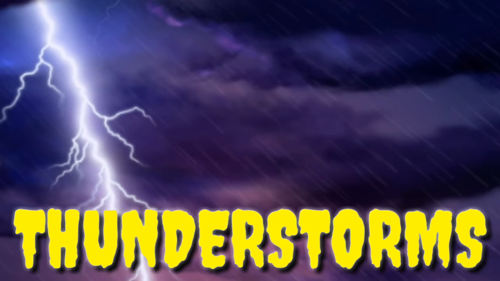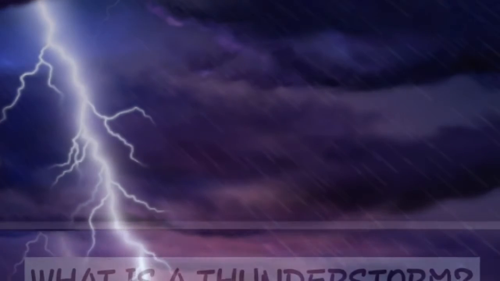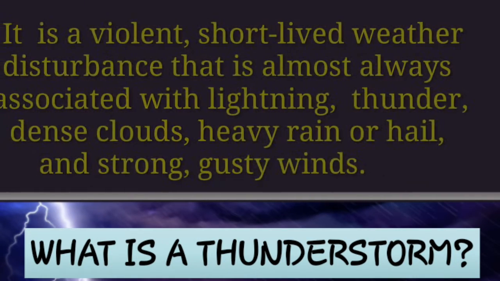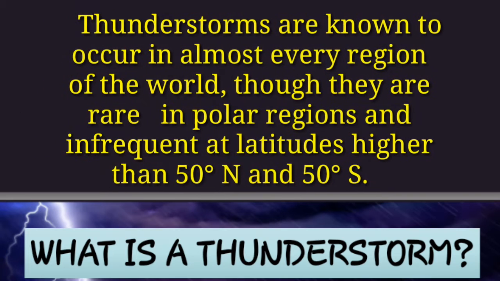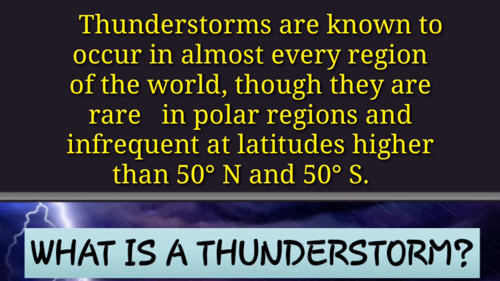Let's talk about thunderstorms. What is a thunderstorm? It is a violent, short-lived weather disturbance that is almost always associated with lightning, thunder, dense clouds, heavy rain or hail, and strong gusty winds. Thunderstorms are also known to occur in almost every region of the world, though they are rare in polar regions and infrequent at latitudes higher than 50 degrees north and 50 degrees south.